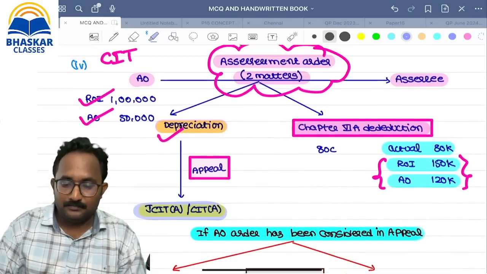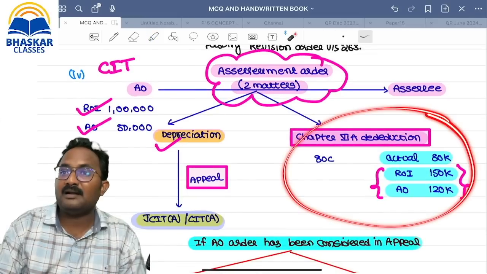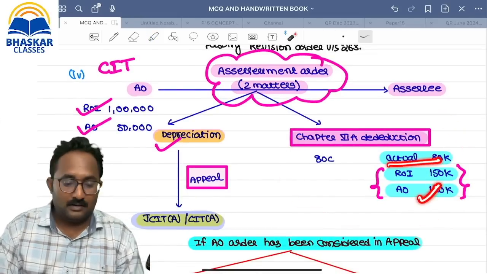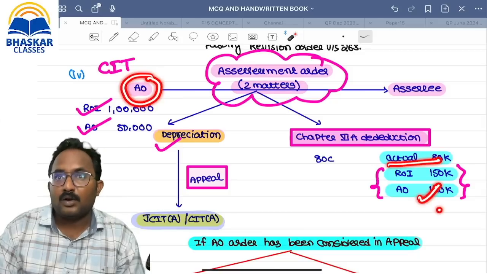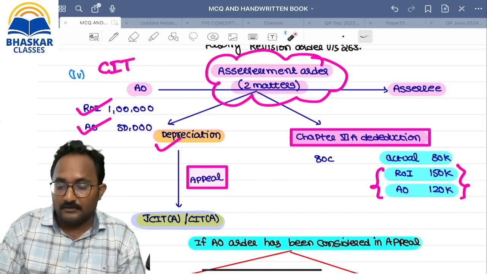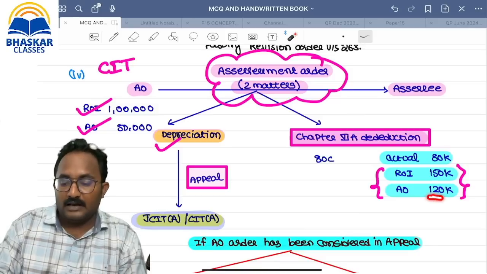I will tell you an example. Because of this matter, the government has what, ma? Loss. Actually, you are eligible to take 80, but they gave what, ma? 120. With the laziness of the AO only, this happened. Now, CIT can disallow how much amount, ma? 40,000. Because you are eligible to take only 80, so they wrongly allowed what, ma?